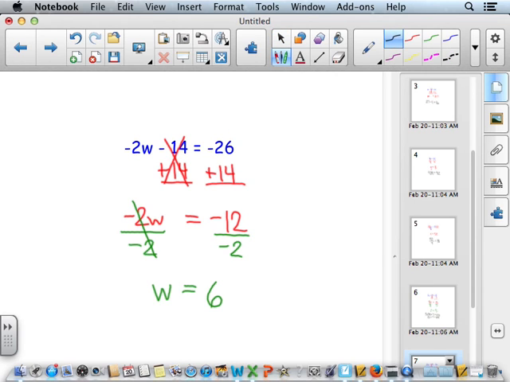Again, I will check. Negative 2 times w, which I'm saying is 6, minus 14 must equal negative 26 if my solution is correct. Negative 2 times 6 is negative 12, and negative 12 minus 14 is negative 26. So again, I know that my solution is correct.